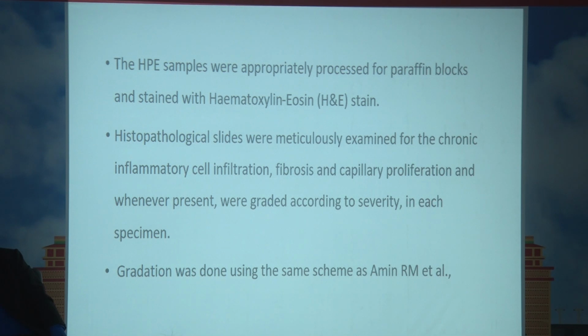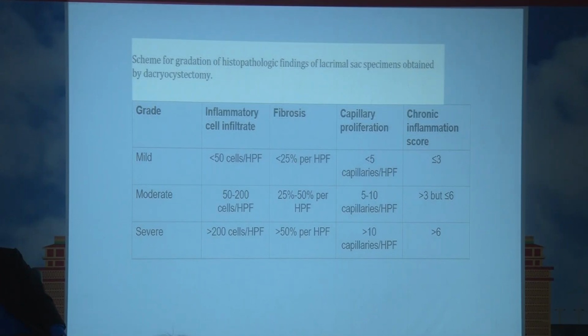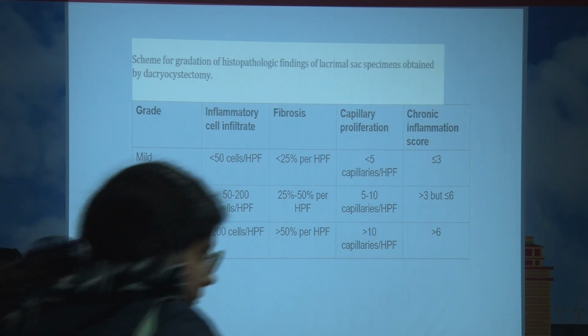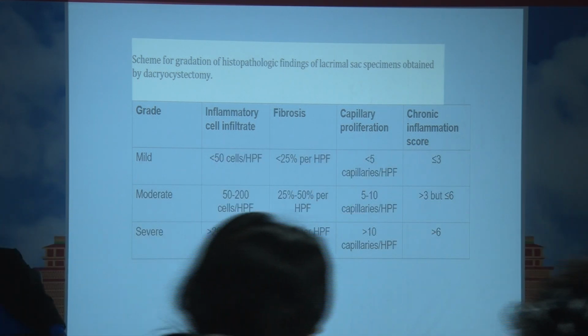They were examined for chronic inflammatory cell infiltration, fibrosis, and capillary proliferation, and whenever present, they were graded according to severity. This gradation was done using the same scheme as Amin R.M. So here we divide it into mild, moderate, and severe, and each entity, inflammatory cell infiltrate, fibrosis, and capillary proliferation, is graded according to the number of cells, or the percentage of fibrosis, or the number of capillaries we see per one high power field.